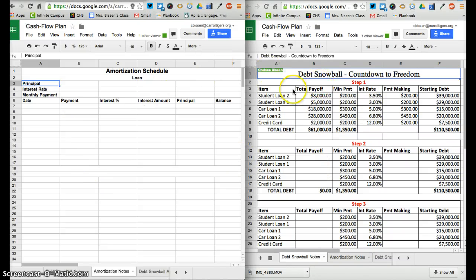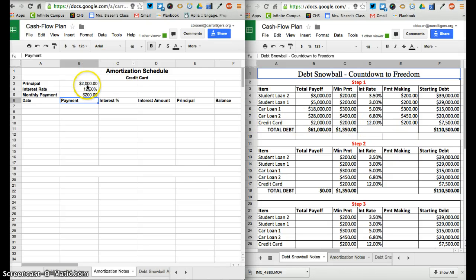So the first thing we need to do is figure out what the smallest loan is. That would be our credit card. So where this says loan, we want this to say credit card. Now we need to go through and put in our information. Our principal is $2,000. Our interest rate is 12%. Our monthly payment is $200.